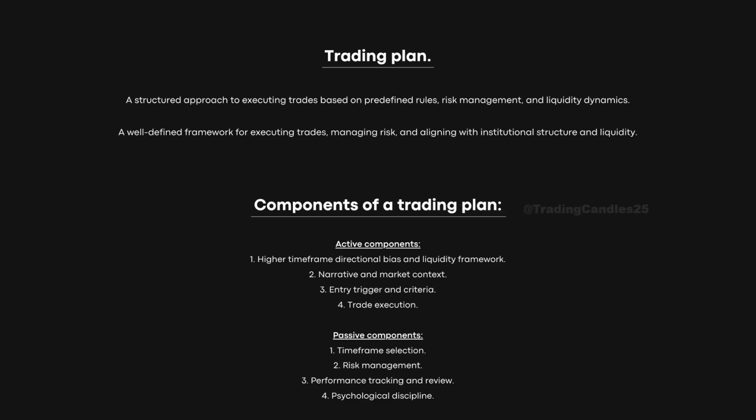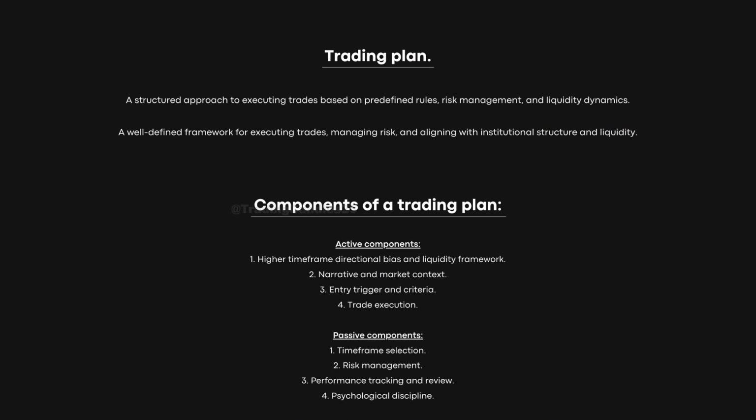Active components are the things that you use and apply directly on the charts. You use them on a daily basis, and they're part of your live chart work and your real time decision making process. For example, the first active component is your high time frame directional bias and liquidity framework. With this component, you determine your draw on liquidity and the overall direction of the market. Similarly, the next component is your narrative and market context, and this helps you understand how price is unfolding and how you interpret that structure into a trade idea.